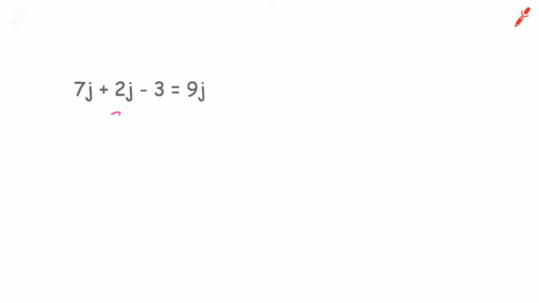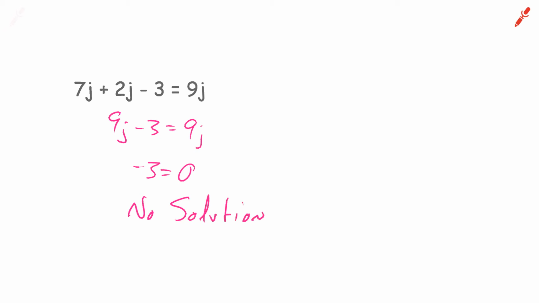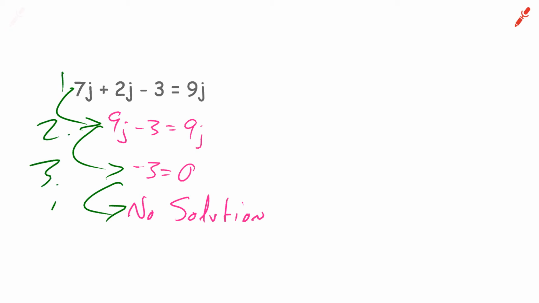Okay, so this time around you got 9j minus 3 equals 9j. Negative 3 equals 0. No solution, right? Awesome. Let's go ahead and look. From here to here, here to here, here to here, I got 1, 2, 3, 4. Step 1 is always a given, no matter what I'm doing. Step 2. I take a look, and from step 1 to step 2, I just combine like terms, so my justification is CLT, or combine like terms.